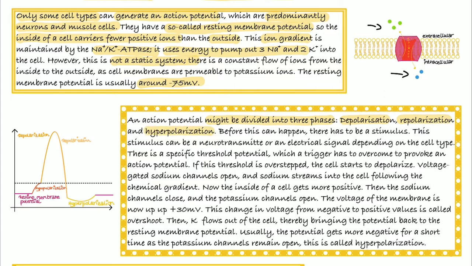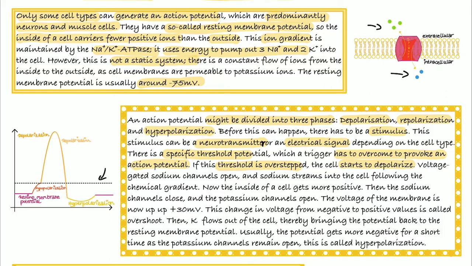Before this can happen, we need a stimulus. The stimulus can be a neurotransmitter when we're talking about neurons, or a chemical signal when we're talking about muscle cells. There's a specific threshold potential, which is shown in a graphic as a gray dashed line. And this threshold potential has to be overcome in order to provoke an action potential. If the threshold is overstepped, the cell can start to depolarize.